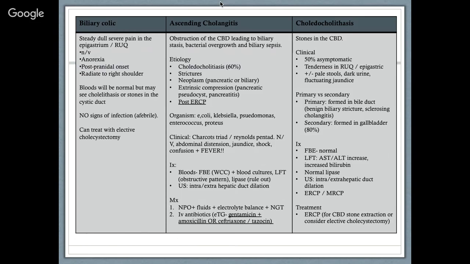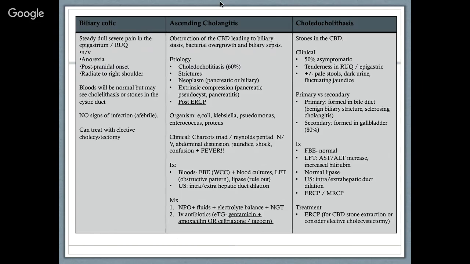And it's important to do blood cultures in these patients again because you want to know what organism is causing it. NPO, fluids, electrolyte balance, and NGT, and then you'll do IV antibiotics. So according to eTG for ascending cholangitis, you'll give gentamicin plus amoxicillin, or you'll give ceftriaxone and ciprofloxacin. So that's what eTG says, and I think it's pretty safe to go by what they say.